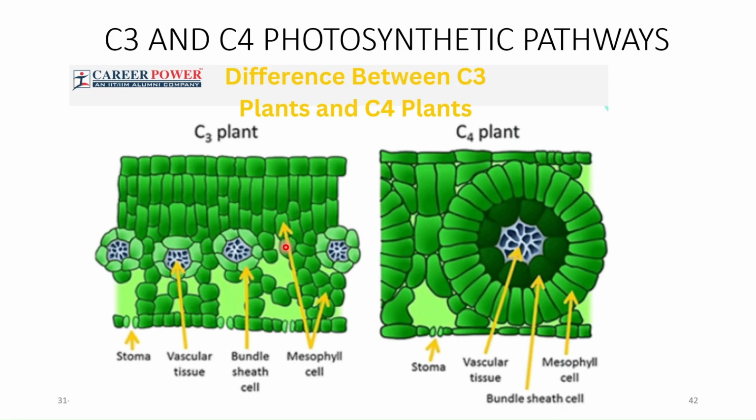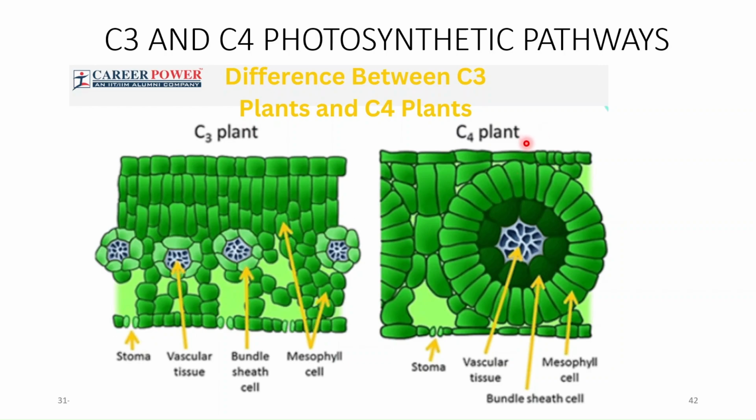So let's see how C3 and C4 photosynthesis are different, and how the plants' leaf structures are also different. Initially we looked at the C3 plant's leaf structure, where we see an upper epidermis, palisade cells, then some spongy mesophyll cells, and below there is a lower epidermis with a stoma, and the vascular bundles available within the mesophyll cells.